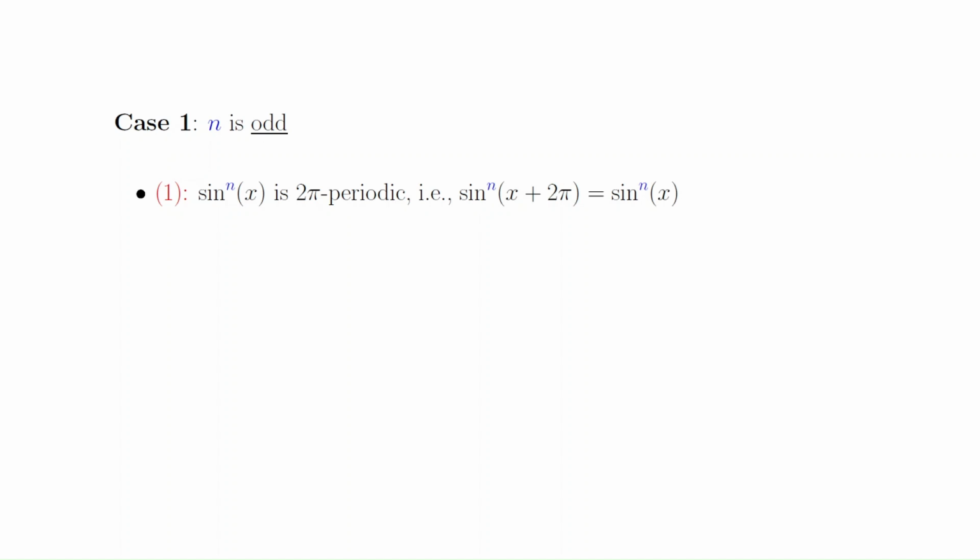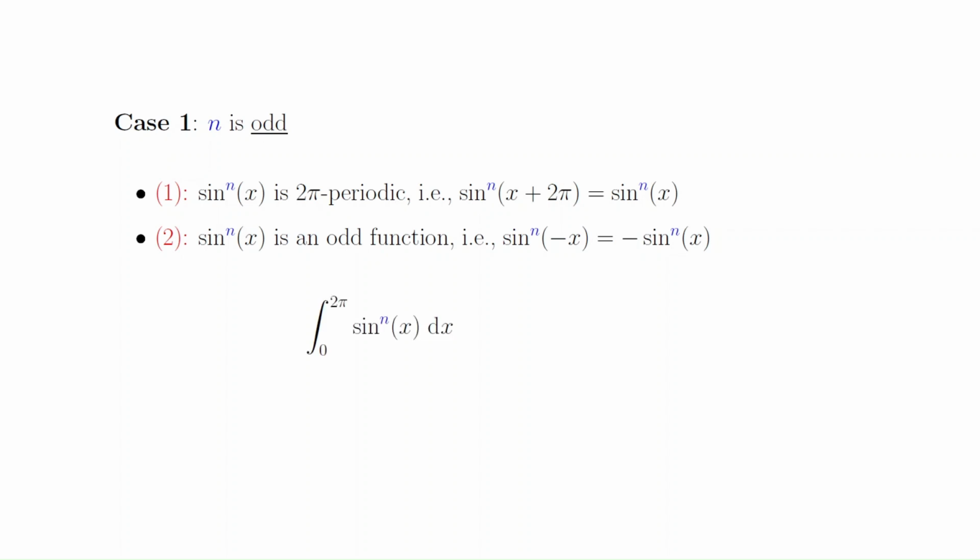First, notice that the sine to the power of n of x is a periodic function with period 2 pi. Second, notice that the sine to the power of n of x is an odd function. This only works if n is odd. Now we start with our original integral.